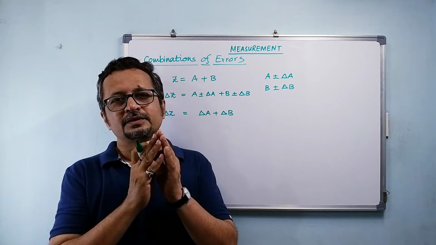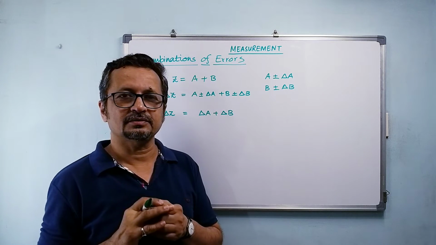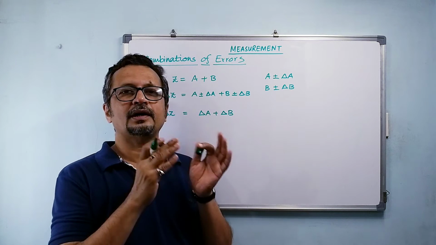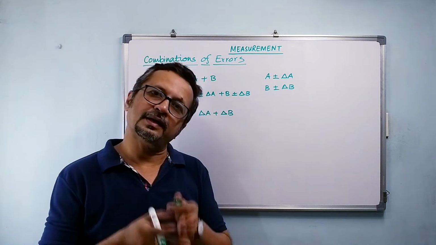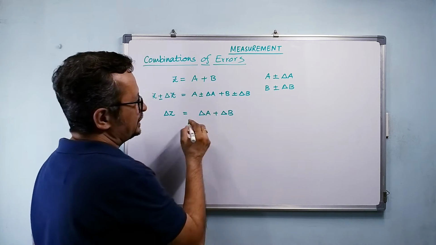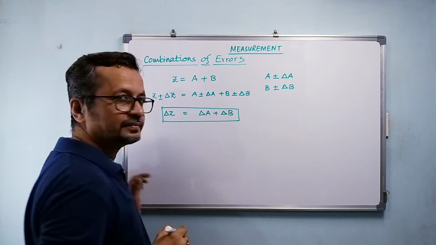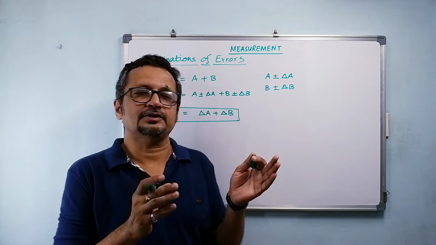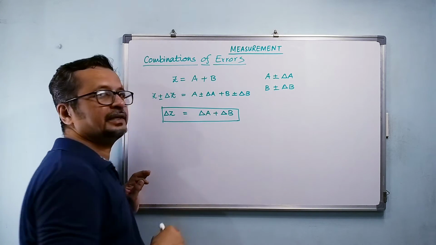Now what is the maximum deviation? If delta A and delta B are both positive, then I get the maximum value, and if both of them are negative, I get the minimum value, isn't it? So maximum value on one side, minimum value on the other side. So anyway, my error delta Z is going to be delta A plus delta B.